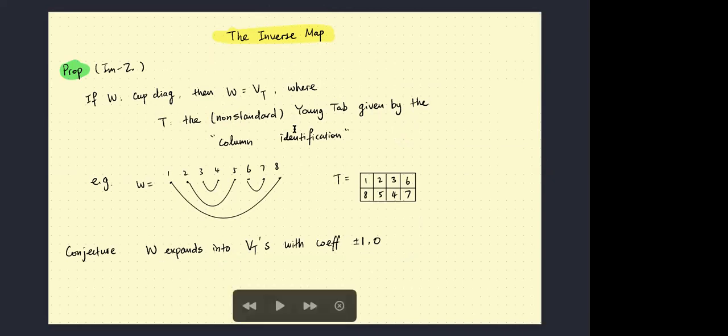Because we have that identification, we can also talk about the inverse map. So given a web, I can also use the column identification to figure out what's the image on the other side. So now I just put 1 and 8 on the same column, 2 and 5, and so on. And a similar thing also happens here. Before, we started with a standard tableau and got something with crossings. Here we started with something without crossings and get a non-standard one. So in any case, one of them is nice and the other is not nice. Here, the image is not nice. It's non-standard, but we can expand it into a linear combination of the standard ones using the Garnier relations.